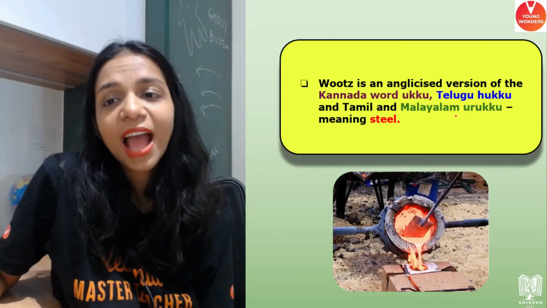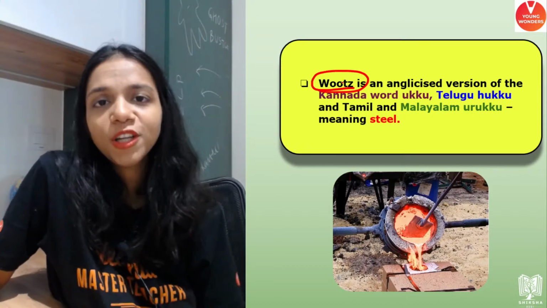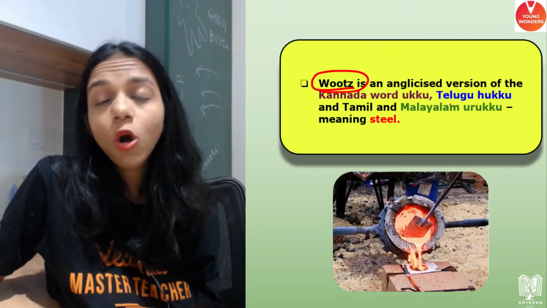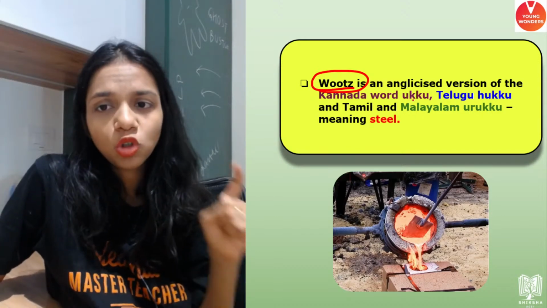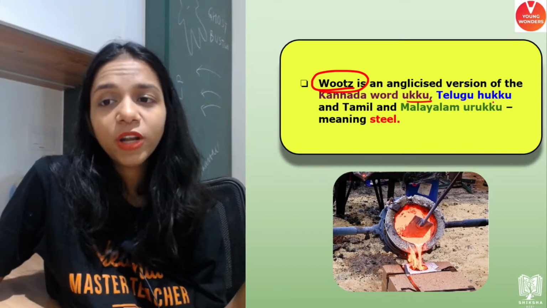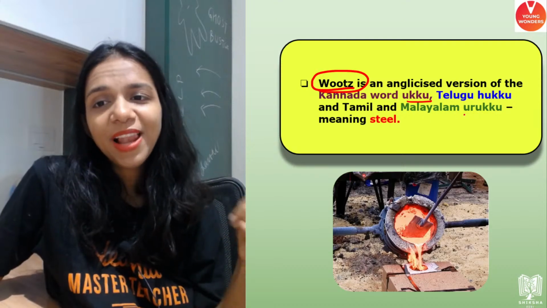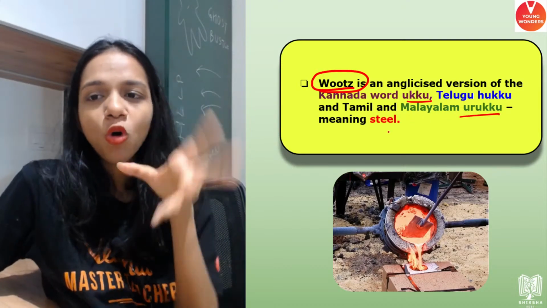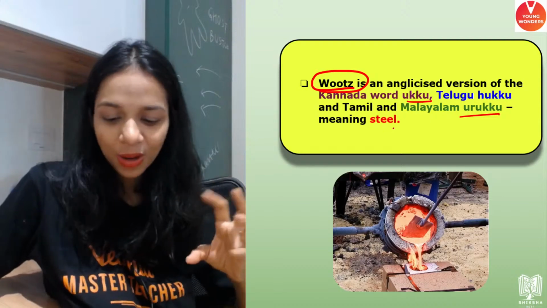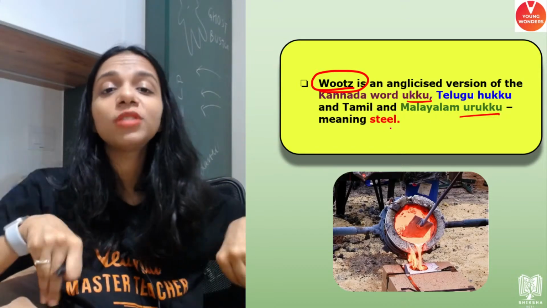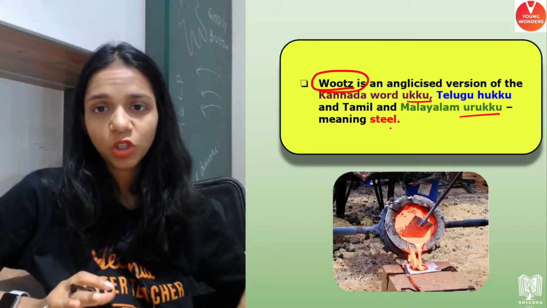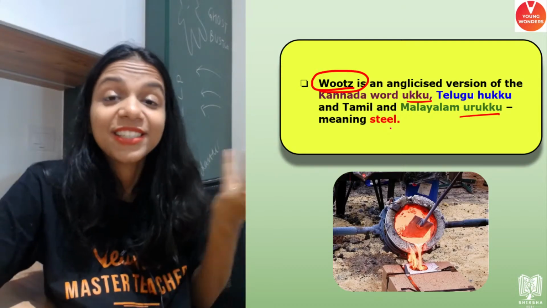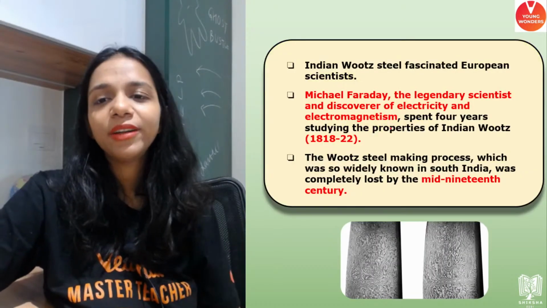Now, wood is an anglicized version. Of course, the Britishers have given this term wood. In our local language of Kannada, it was called ukku. In Telugu, it was called hukku. In Tamil and Malayalam, it was called urukku, which means steel. Ukku, hukku or urukku. These are the words जो हम use करते हैं. Local language में it was used, but of course the Britishers could not say ukku, urukku. They just can't say it. So they called it wood.